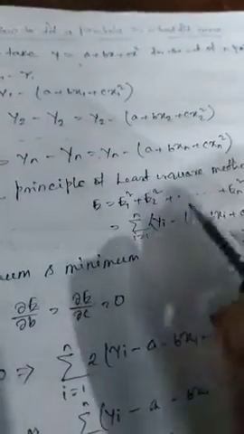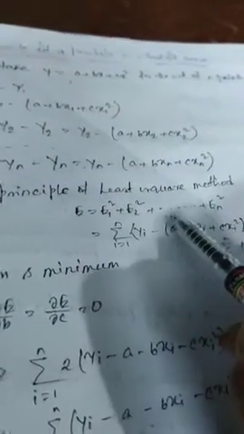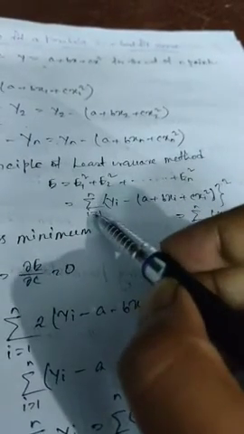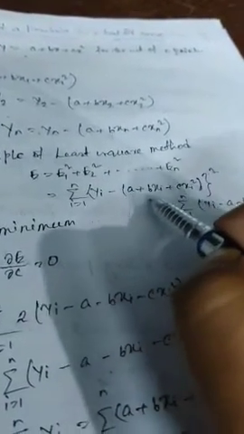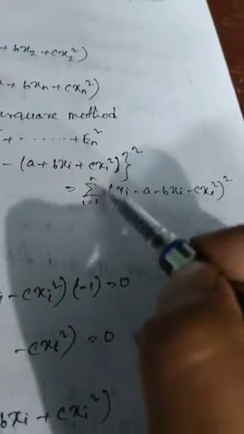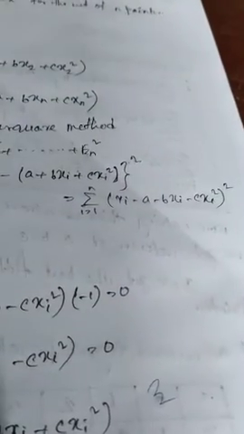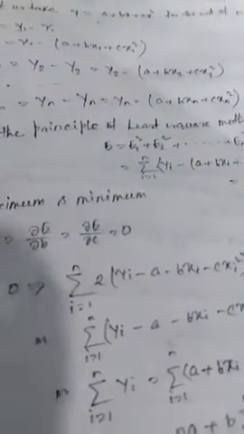Now from the principle of least squares method, we take the sum of all the errors, E equal to e1 square plus e2 square plus up to en square. And now we can write it in compact form, that is, the summation over i equal to 1 to n of (yi minus (a plus bxi plus cxi square)) whole square, which is the summation of (yi minus a minus bxi minus cxi square) whole square.